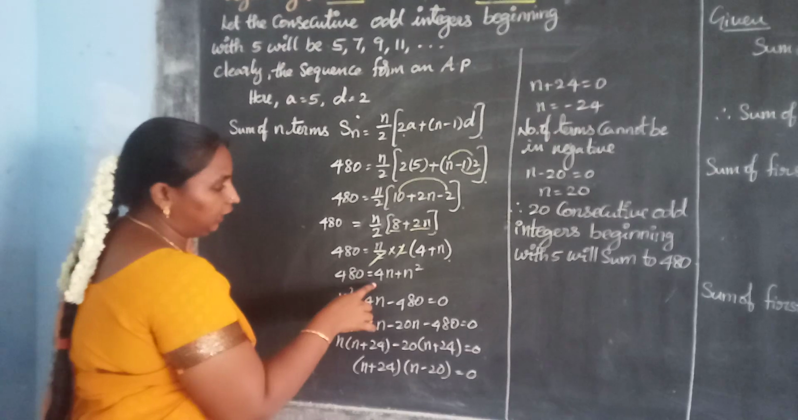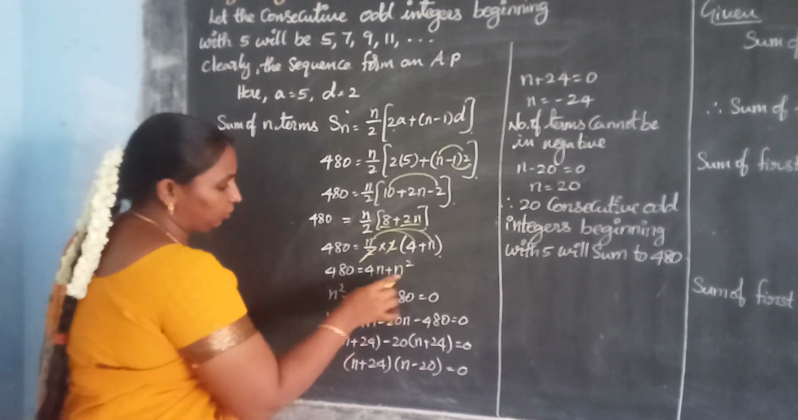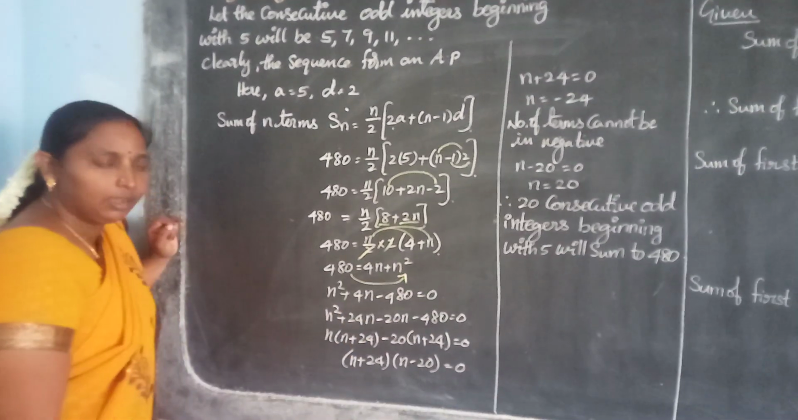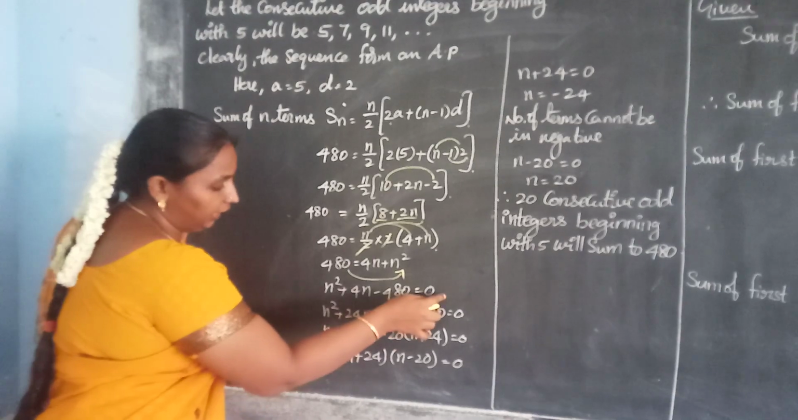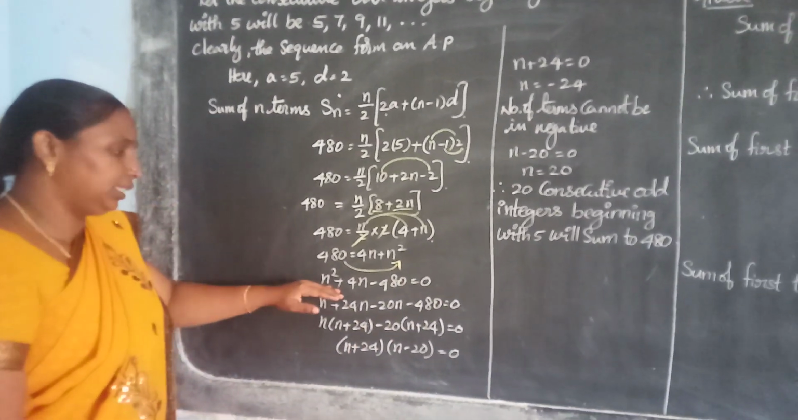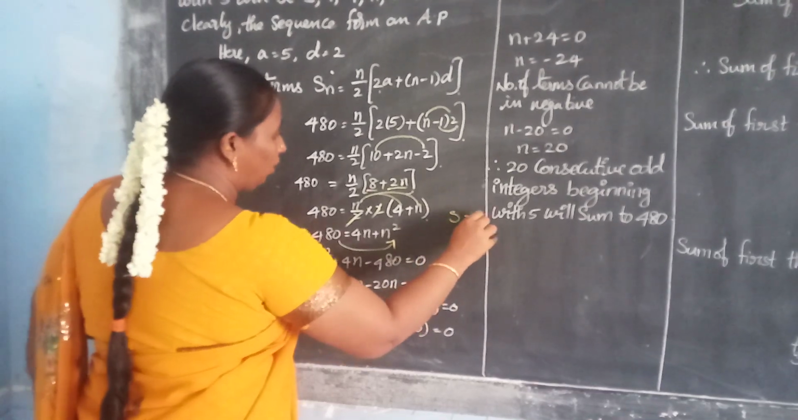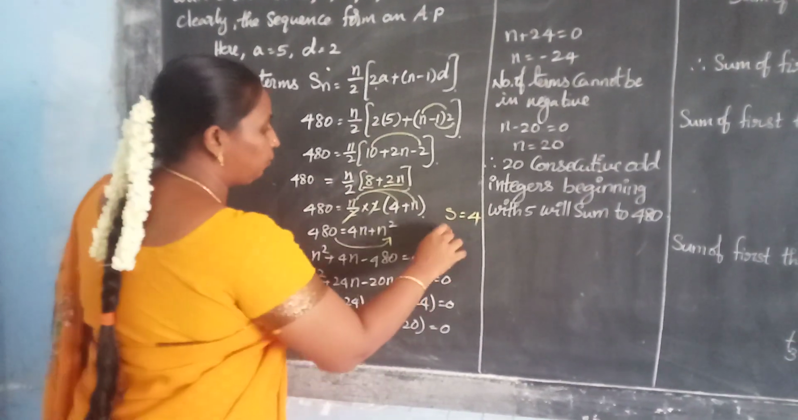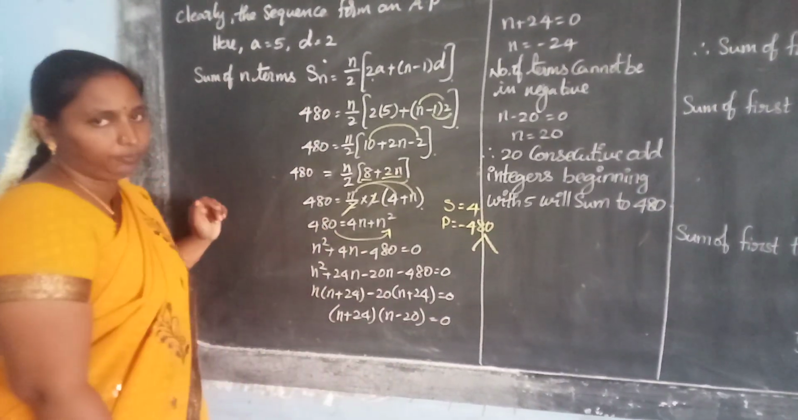We get 480 equals n into (4 plus n), that is 4n plus n square. Sending the 480 to the RHS, you get n square plus 4n minus 480 equals 0. So this is a quadratic equation. What is the sum here? You have to solve using sum and product. Sum is 4, product is minus 480. So you have to find the pair.